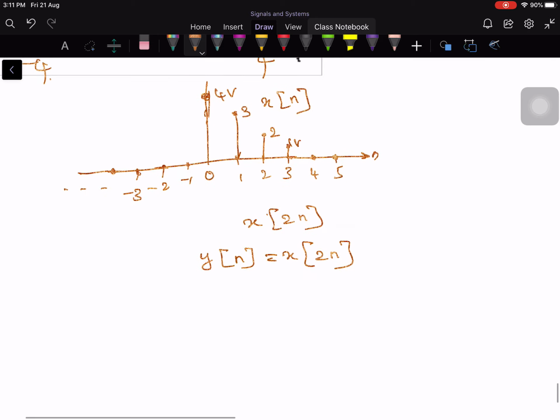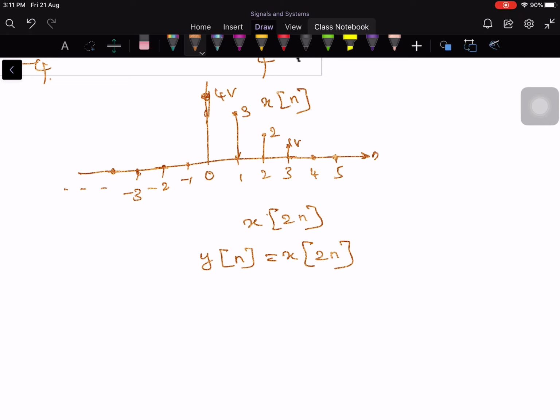Now substitute. This is the same concept that you are going to use repeatedly. In the initial time you may feel it a little difficult, but once you practice this many times, then just by looking at it you can see how the signal would be, whether it will be compressed or expanded, shifted to the right or shifted to the left, or time reversed or not reversed. All these things will come automatically.